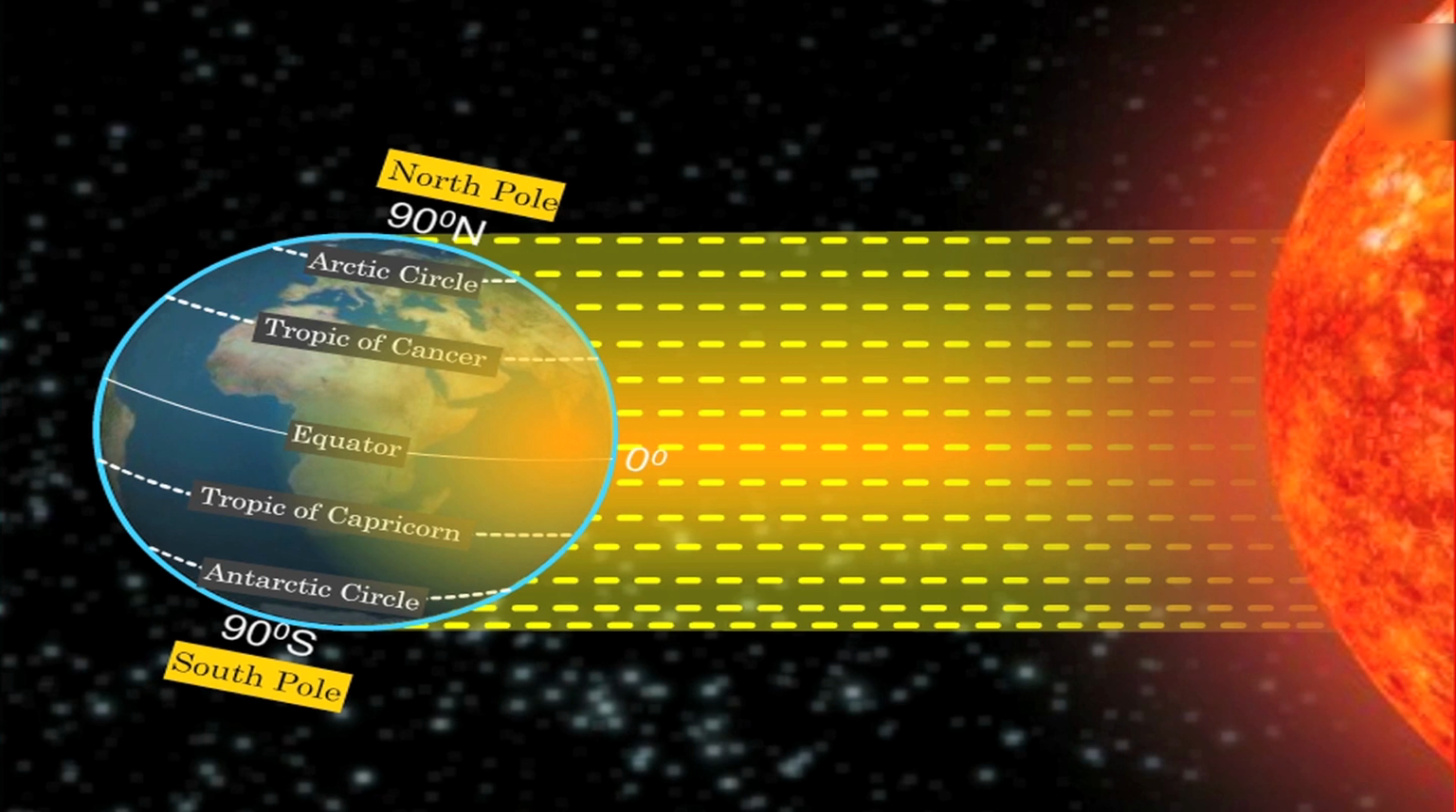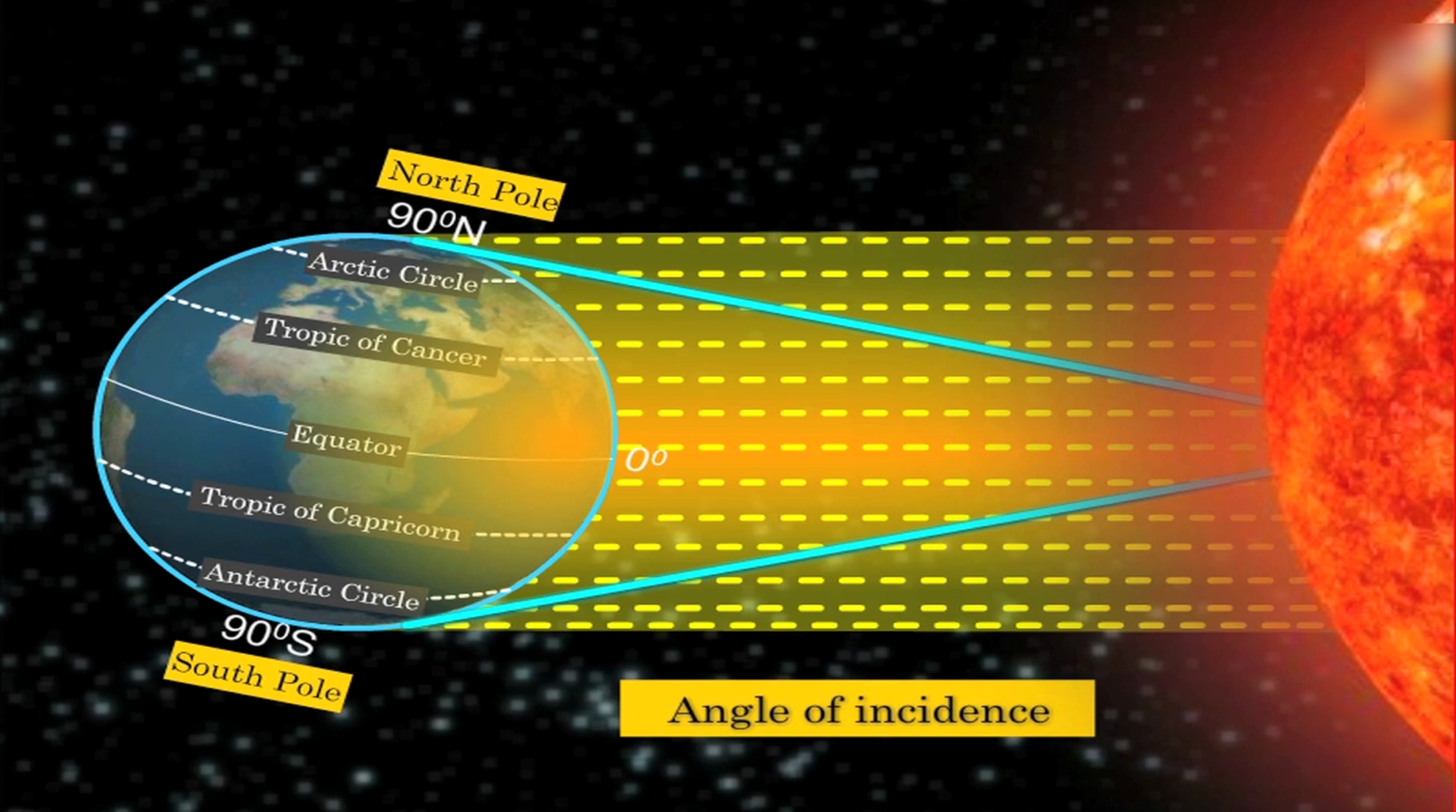The rays of the sun fall at about 90 degrees on the equator while they fall slantingly towards the poles. This is called the angle of incidence.